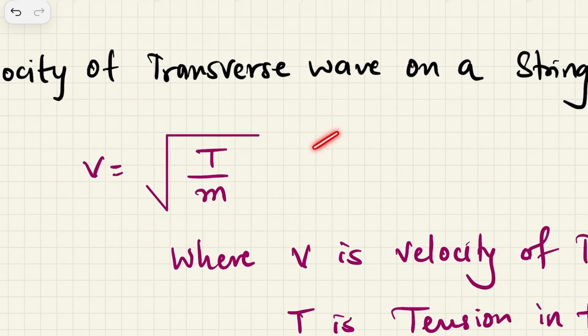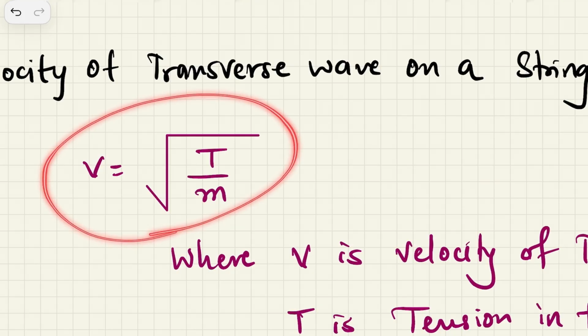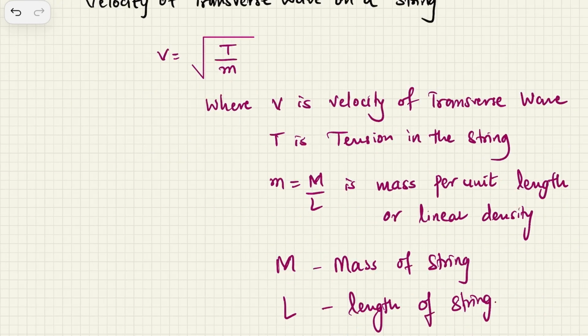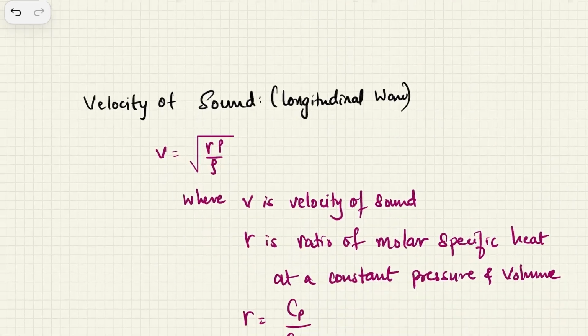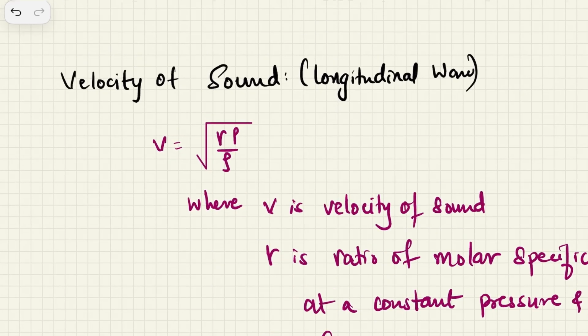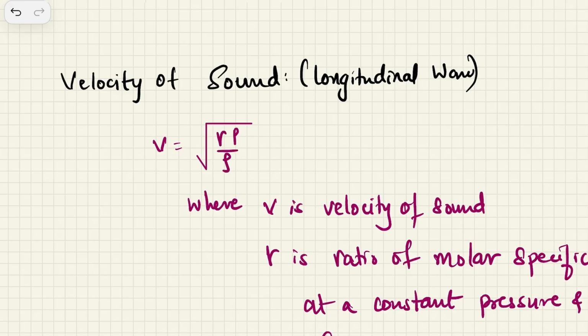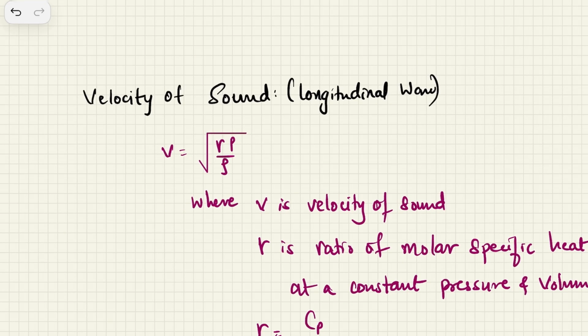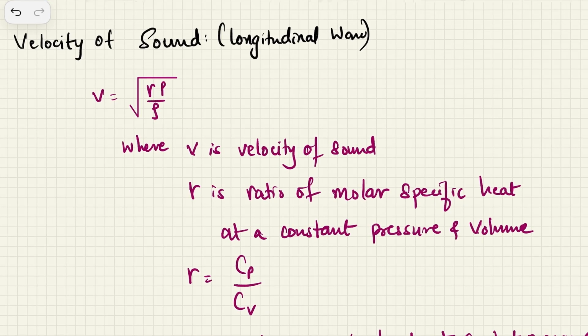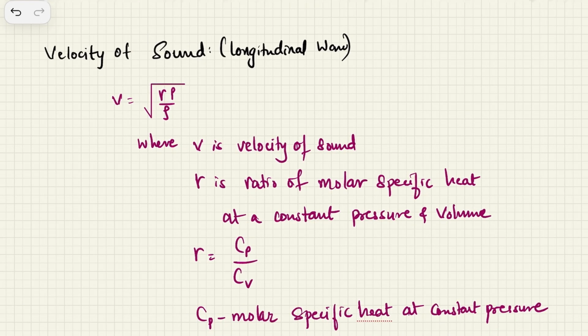When we start the concept of vibration on a string, we'll be utilizing this formula for velocity. On the contrary, we have the velocity of sound, that is, the longitudinal wave. This is not a very holistic video on the velocity of sound. I would need to discuss Newton's formula and those things, but this video is specifically for superposition of waves and vibration of air column, and that's the reason we are not discussing Newton's formula.